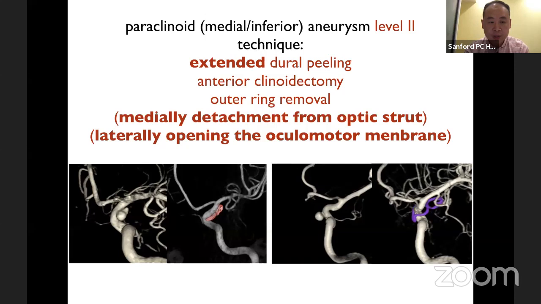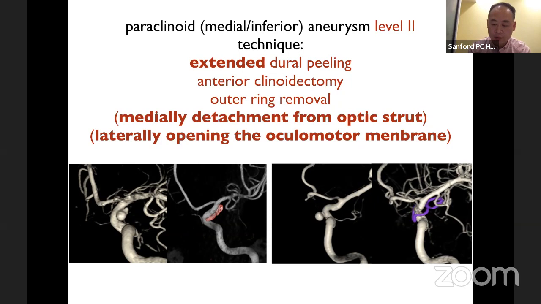And also, laterally the outer ring is fused with the so-called inner membrane or the oculomotor membrane. So when you're dealing with the inferior aspect of the paraclinoid aneurysm, you have to cut the outer ring down to the ventral aspect of the carotid. You have to release the outer ring from the oculomotor membrane so that you can mobilize more of the carotid to see the ventral aspect of the space.